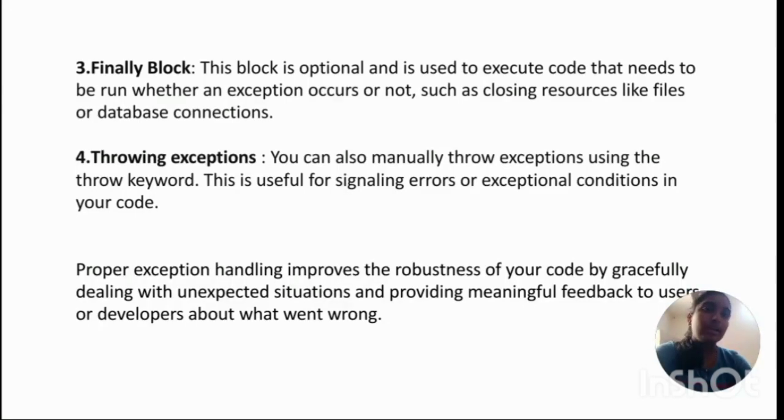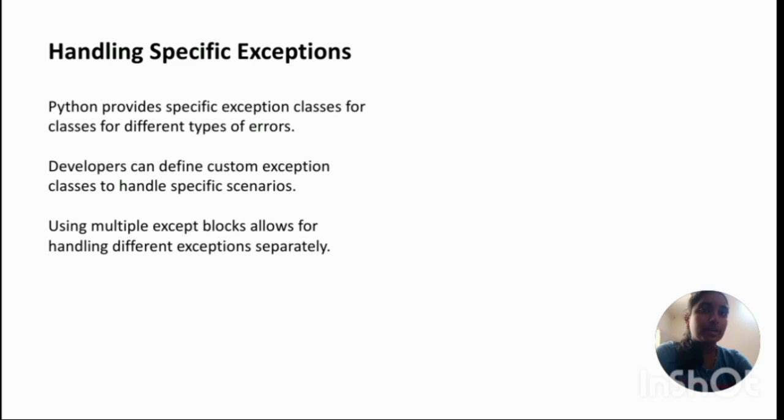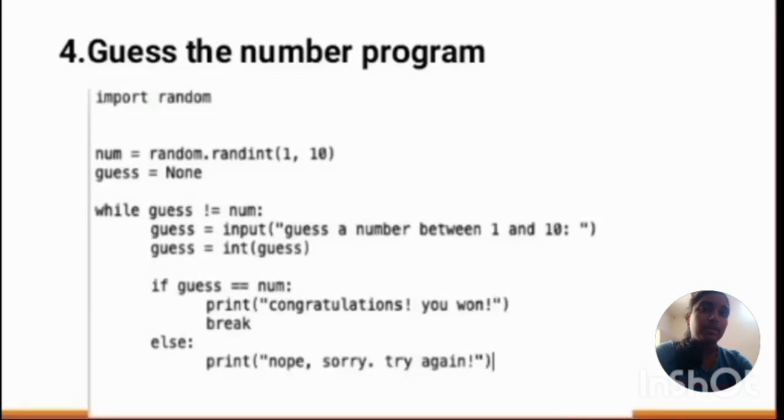Proper exception handling improves the robustness of your code by gracefully dealing with unexpected situations and providing meaningful feedback to users or developers about what went wrong. Handling specific exceptions. Python provides specific exception classes for different types of errors. Developers can define custom exception classes to handle specific scenarios. Using multiple exception blocks allows for handling different exceptions separately.